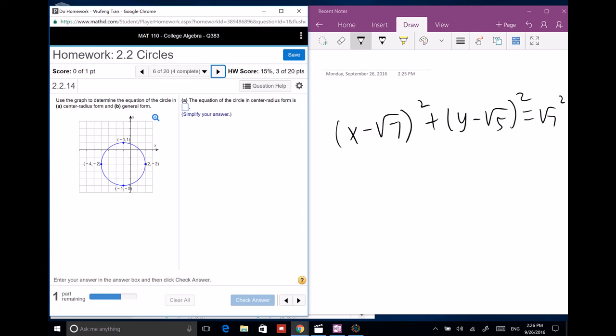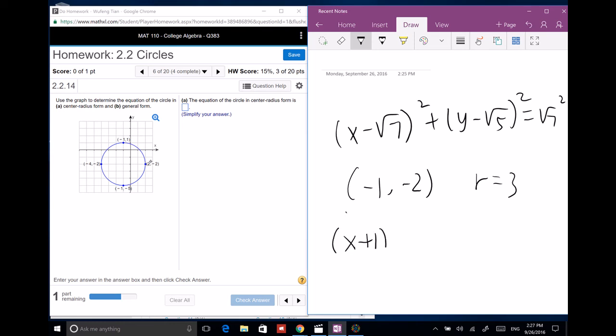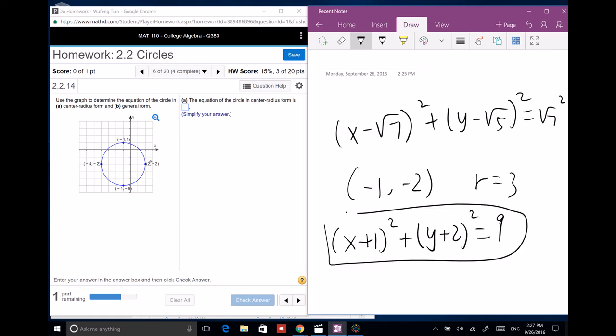So let's continue. Look at the next one. So here you see the center is where? It's this point, -1 and -2, okay? So the center is (-1, -2). And now the radius is to check from the center: 1, 2, 3. So the radius is equal to 3. Then you can write the equation as x minus -1, which is x plus 1, squared plus y minus -2, which is y plus 2, squared equals 3 squared, which is 9. Okay? So it should be pretty simple.